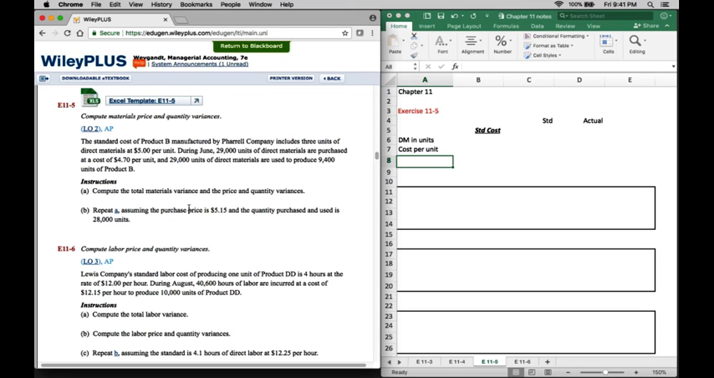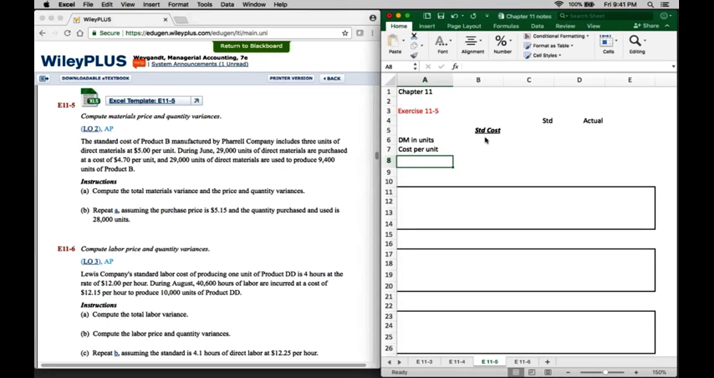In part B, they're asking us to do a what-if with some other numbers. We'll wait on that, and let's first do part A. So direct materials per unit is 3. Cost is $5. So it should cost us $15 per unit.